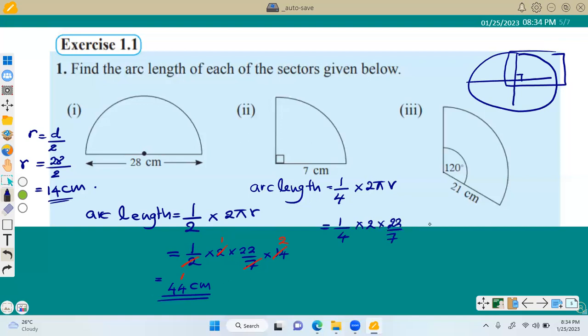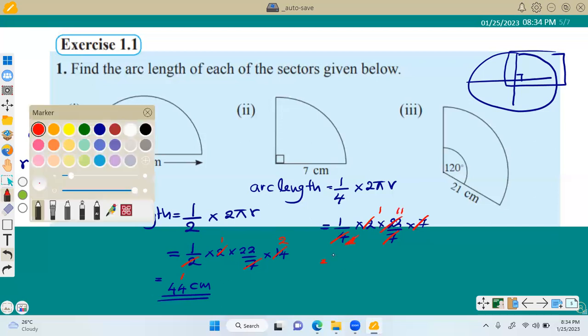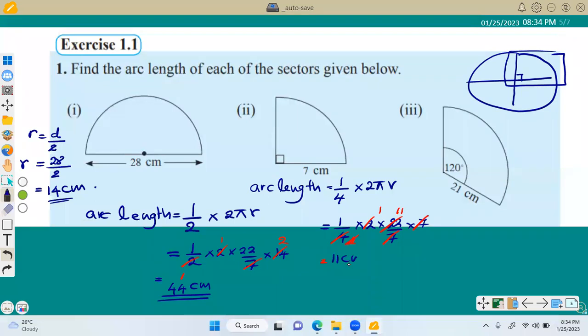1/4 into 2 into 22 upon 7. R is 7. Okay, then let's simplify. 7 to 7 cancel. Then 4 is divided by 2, it is 2, 1. So 22 divided by 2 is 11. So the final answer is 11 centimeters. Did you catch what you have missed? Yes, teacher. Thank you.